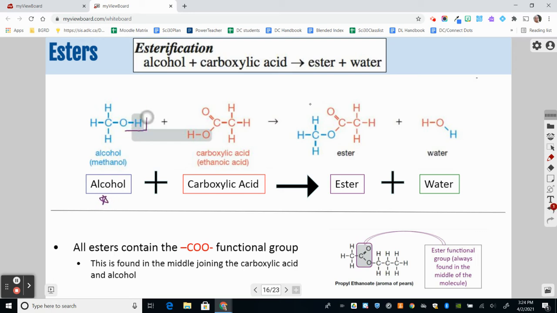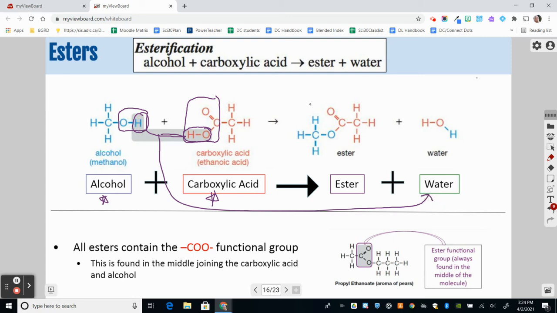There's your hydroxyl group. And then we have a carboxylic acid with the carbonyl group. And you can see the OH from the carboxylic acid and the hydrogen from the alcohol are coming off. And that is where you're getting the water from.